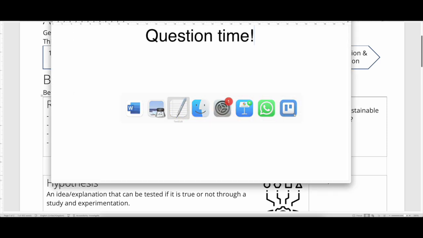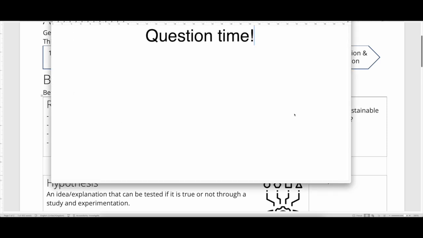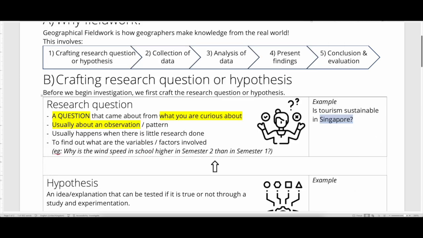So now question time. Okay, a question will pop up and please answer them. So I hope you've given yourself an example, you cannot use mine.